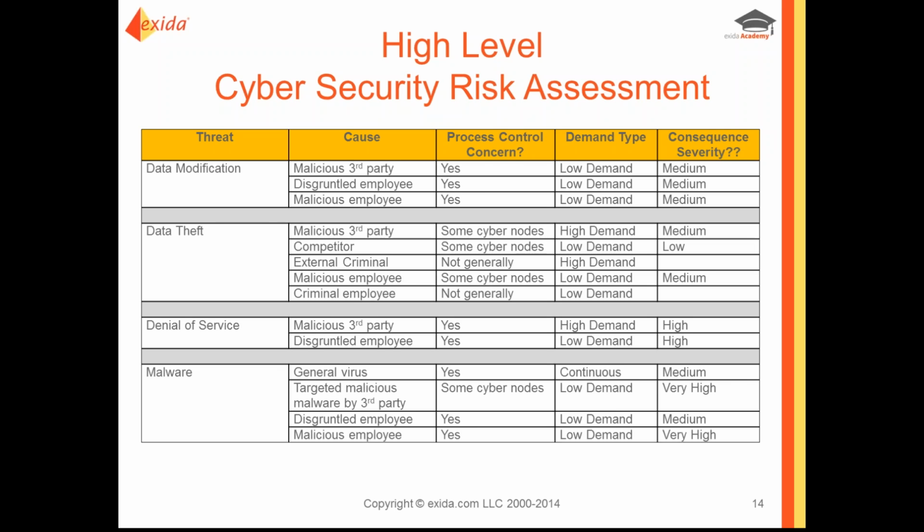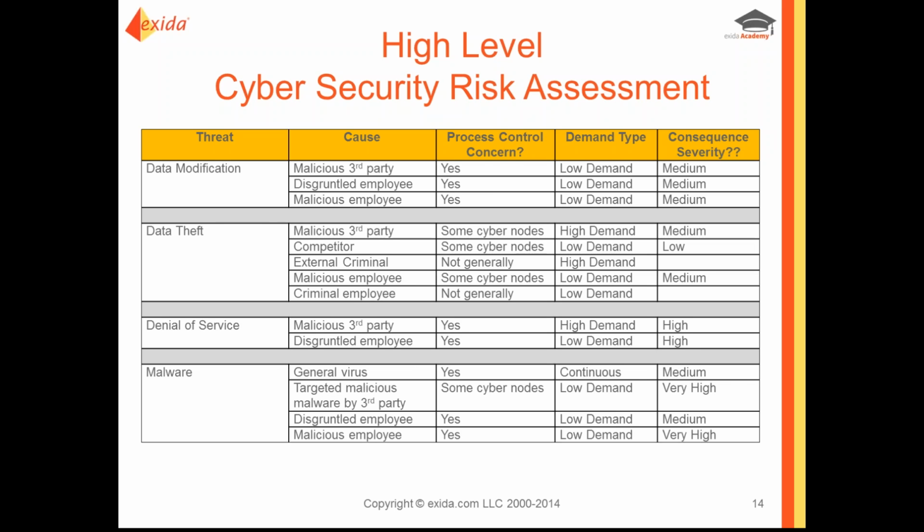So data modification could have been done by third parties, disgruntled employees, or malicious employees. So these are obviously of a concern to the process control system. The likelihood is that they are low demand, and perhaps the consequence and severity, let's say for this example, is identified as a medium consequence.